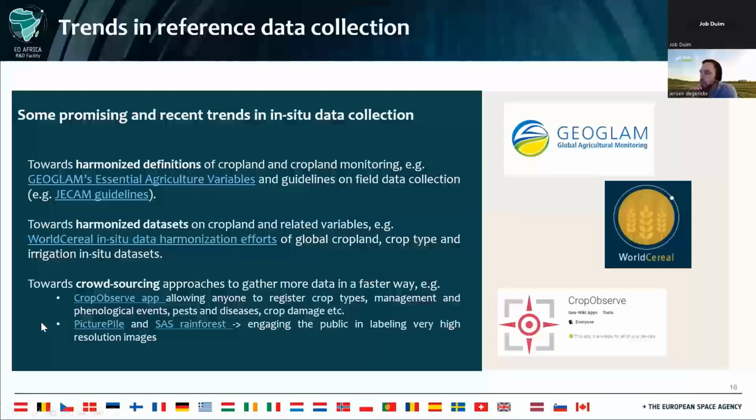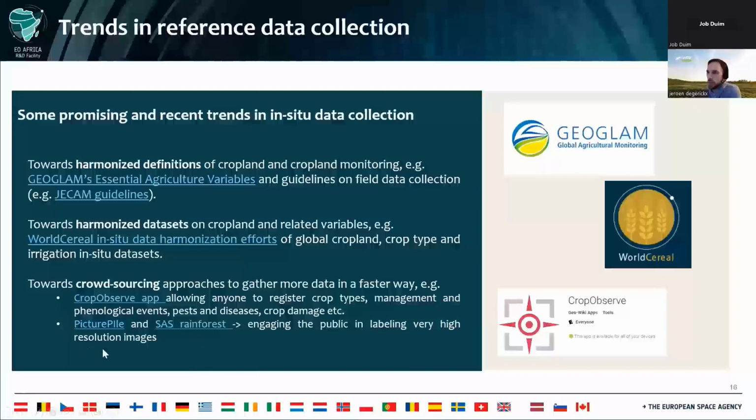And then the third trend I wanted to highlight is the involvement of crowdsourcing or citizen science approaches, where we provide apps for the broader public or for researchers to engage in reference data collection. One example is the CropObserve app, which allows you to very quickly register some activities which are ongoing on the field in terms of management, for instance, a harvest event, planting, fertilizer application, etc. It also allows you to report crop damage, etc.